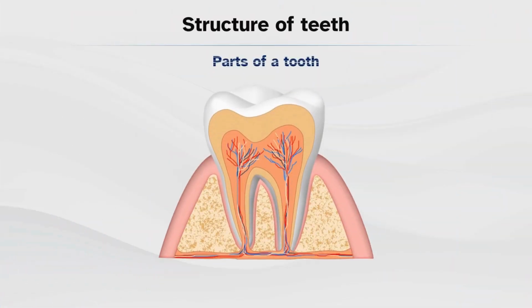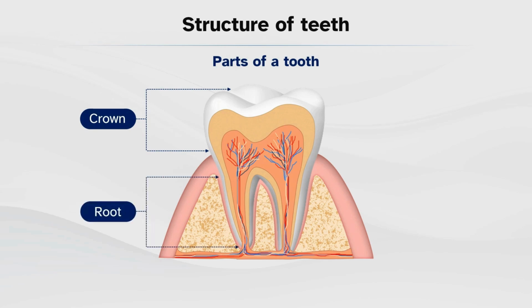Let's briefly review the structure of teeth before understanding how fluorides work on teeth to prevent caries. The crown is the part of the tooth that is visible in the mouth. The part of the tooth that lies below the crown is known as the root. The tissue that surrounds the base of the teeth is the gums. As you all will be aware, the outermost protective layer of the tooth is called enamel.